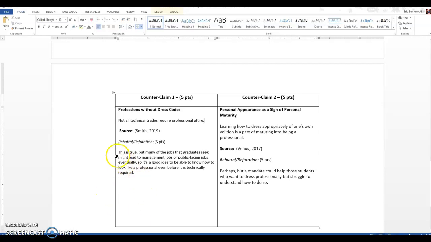And you can see that I start with this language. And it's actually, this isn't a rebuttal, this is a refutation, because I'm saying it's true. But many jobs that graduates seek might lead to management jobs or public-facing jobs, so it's not a bad idea to get the skills in now.